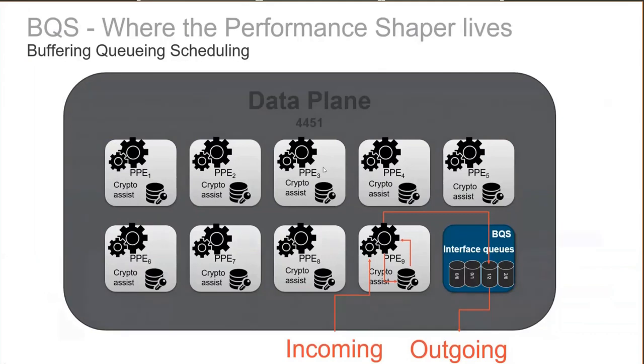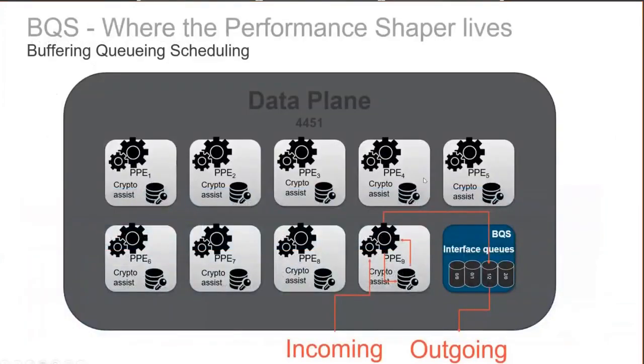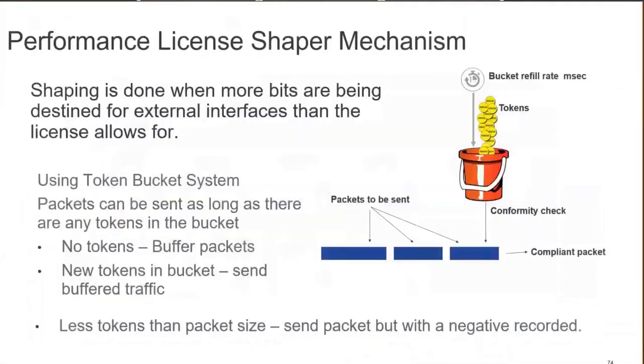So we saw in the previous slide, we have a performance limitation on these platforms. So how do we limit that performance? It is done in the QFP itself. So it works on a token bucket system.